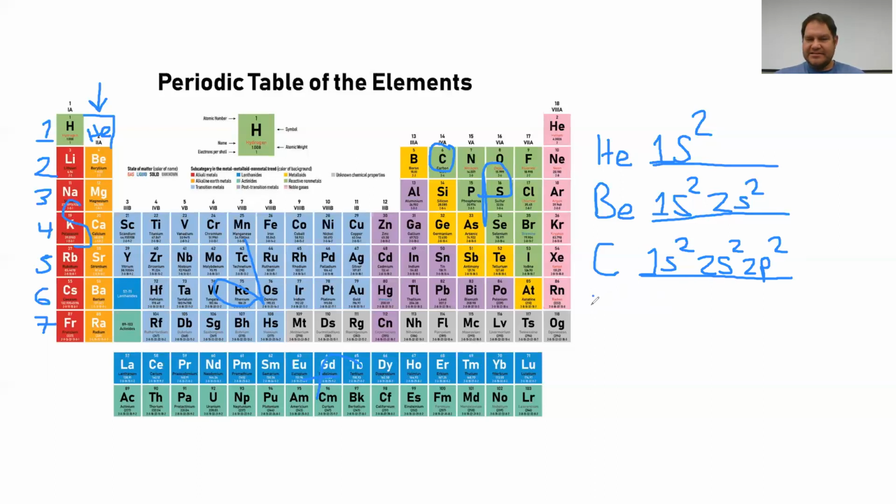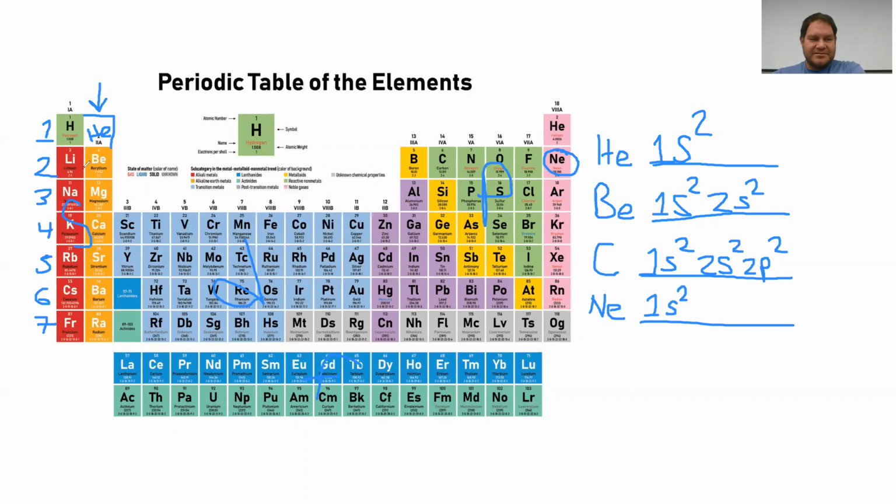Let's see, neon is next. Neon. Okay, so neon is right here in the periodic table, right? So that's where we need to end. It looks like we end in the P block still. So we're going to start out with 1s1, 1s2. And then we go down to lithium.